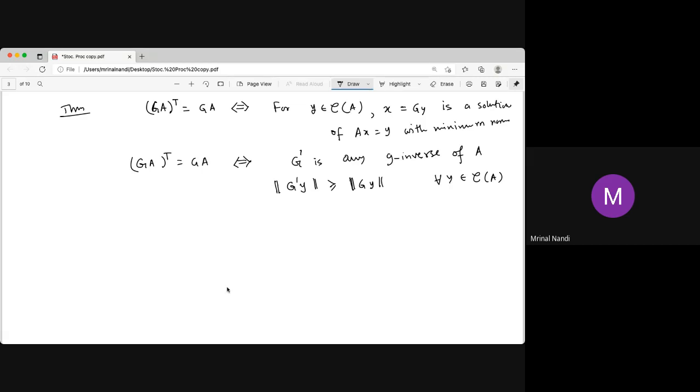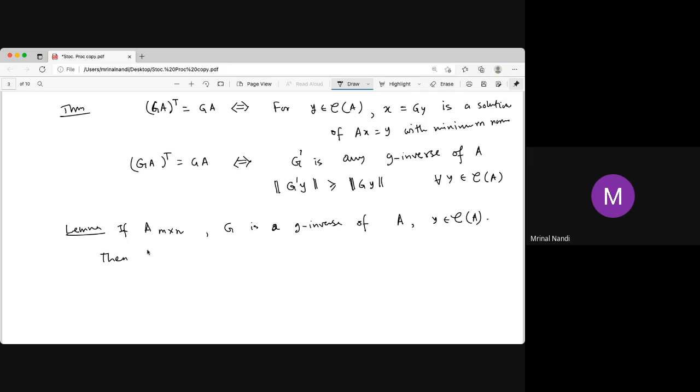So before proving this, we prove one more lemma. If A is an m cross n matrix and G is a G inverse of A, and y belongs to the column space, we have to take y belongs to the column space, otherwise there is no solution. Then what happens?